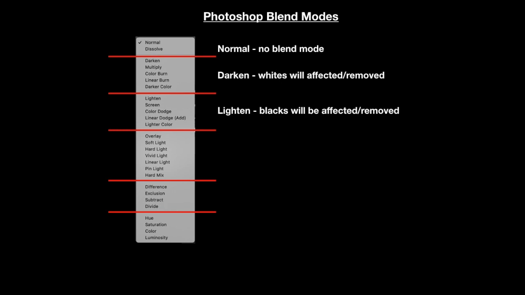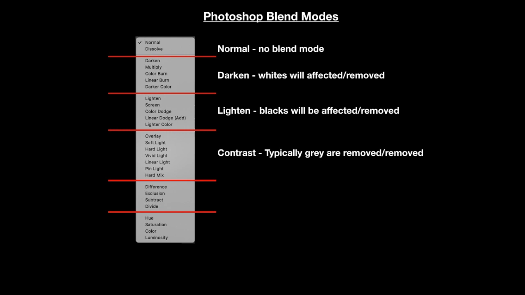The first one here is no blend mode. Nothing really happens here. You can change the opacity on the dissolve, and I'll show you what that looks like. But essentially, there's no blend mode here. Darken is this next group here, and this basically means that all of the whites will be affected or removed, to some or less degree. Lighten will be the next section here. The blacks, just the opposite. Blacks will be affected and removed.